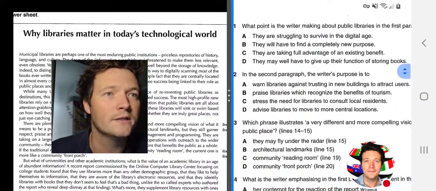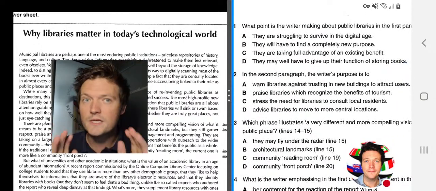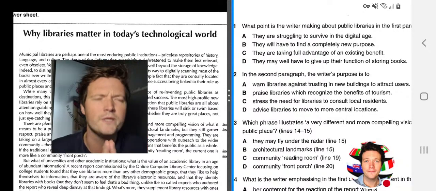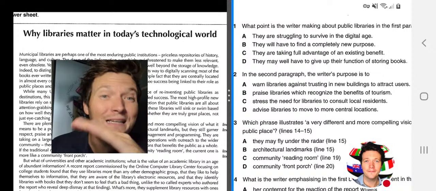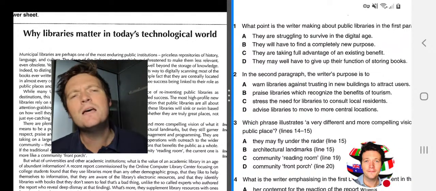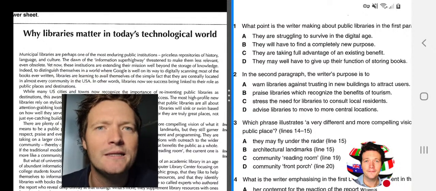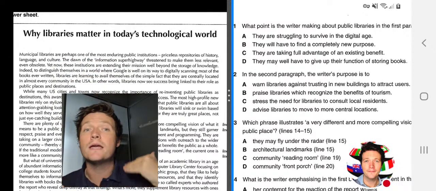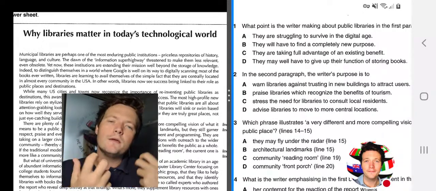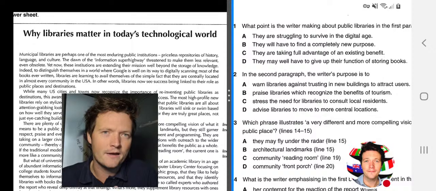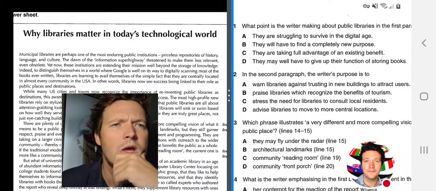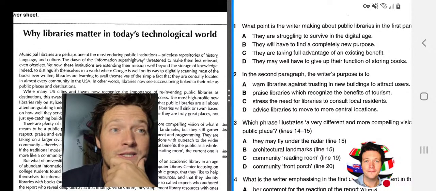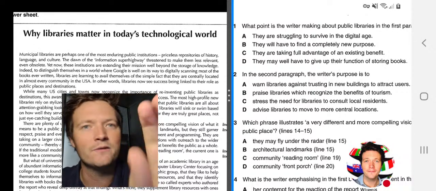They are struggling to survive in the digital age. He does say that, but is that the point he's trying to make? Not sure. They will have to find a completely new purpose. I don't think he says they need to find a completely new purpose, does he? He's saying that they are now trying to focus on a strong point that they have, right? Which is that they're central to public places, no? That they're central to communities. C, they are taking full advantage of an existing benefit. That sounds pretty good to me.